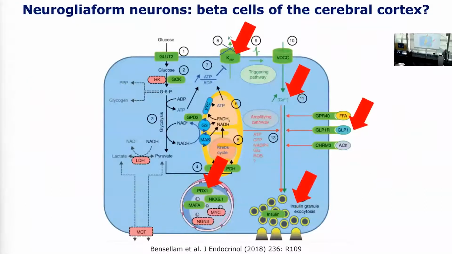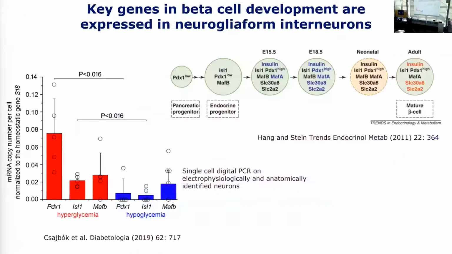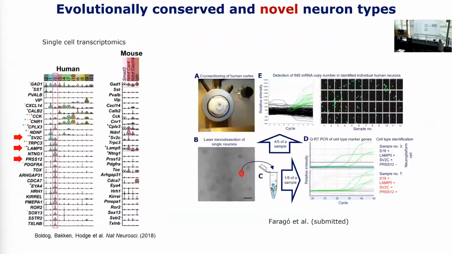So to wrap up, in the last 10 minutes, what I tried to convince you about is that neurogliaform neurons are very similar to pancreatic beta cells, but they reside in the brain. Indeed, developmental genes of pancreatic beta cells can be found in neurogliaform cells too, and all the key genes can be found there. Now, how about human neurogliaform cells?